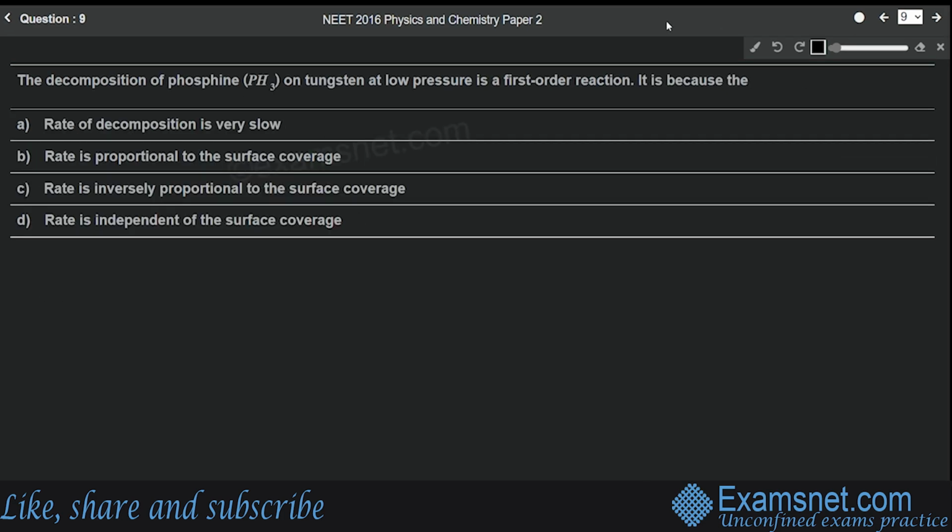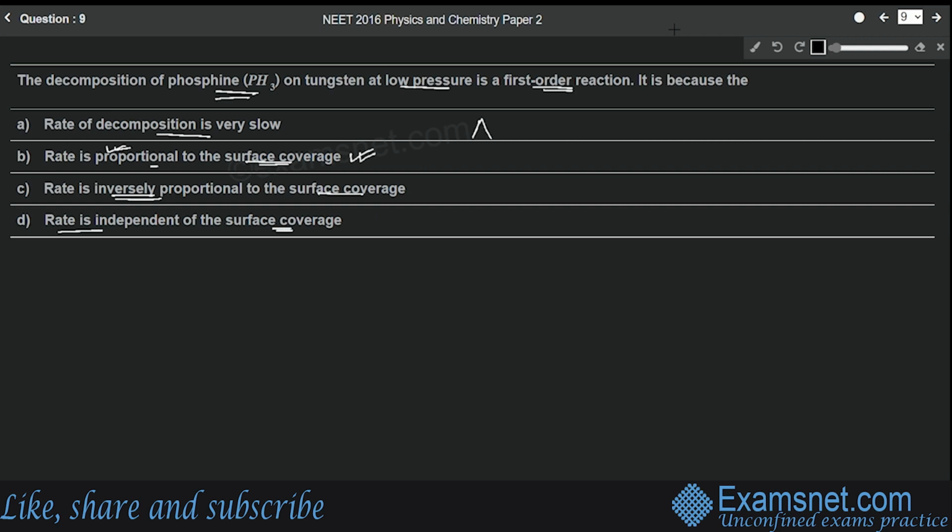Question number 9 is from the chapter Chemical Kinetics, and the question is, the decomposition of phosphine on tungsten at low pressure is a first order reaction. It is because option A, rate of decomposition is very low, option B, rate is proportional to surface coverage, option C, rate is inversely proportional to surface coverage, and option D, rate is independent of the surface coverage. So the correct answer will be that rate is proportional to surface coverage. So option B will be the correct answer.